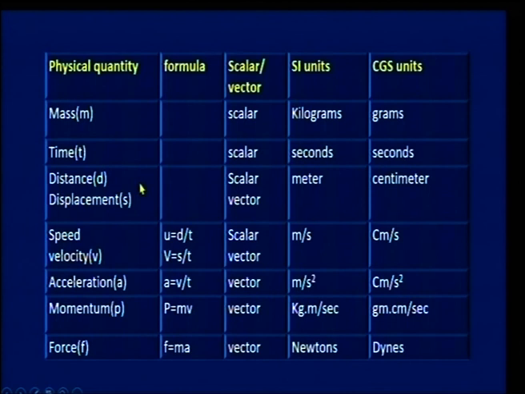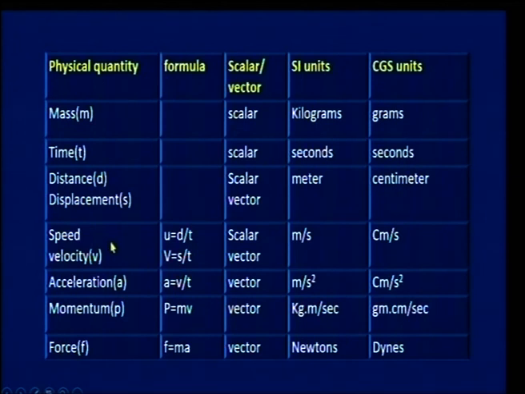The third one is distance and displacement. Actually these both are the same, but still there is a small difference between distance and displacement. You have learned in the motion lesson that distance is a scalar quantity, displacement is a vector quantity. But both have the same units, that is meters in SI system, centimeters in CGS system.